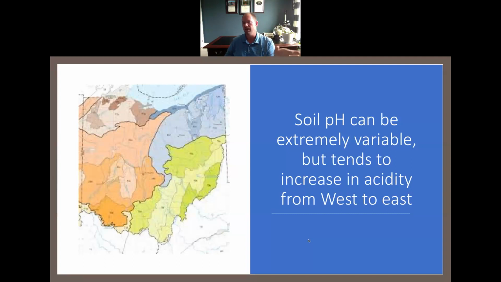So generally, as we're moving further eastward, we're also moving out of the areas of glaciation and moving into more unglaciated soils that are much older and much more aged. So they haven't been disturbed as much. So again, general rule of thumb is as we move from west to east towards Pennsylvania, you're going to be decreasing soil pH.